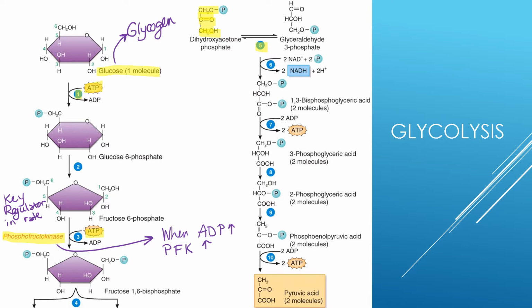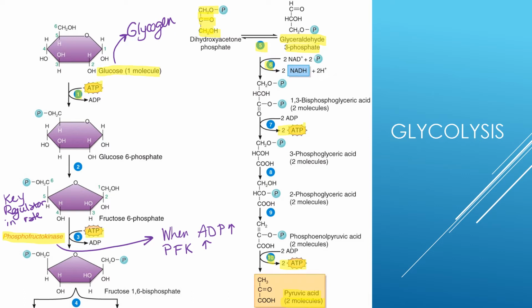Now, in this second half of the sequence, steps 6 through 10 here, this is where we have 2 glyceraldehyde 3-phosphate molecules that are converted into 2 molecules of pyruvic acid. And it's the last half of glycolysis where we get the output of ATP. You can see here in step 7, we have 2 ATP molecules produced, and then in step 10, we have 2 molecules of ATP produced.